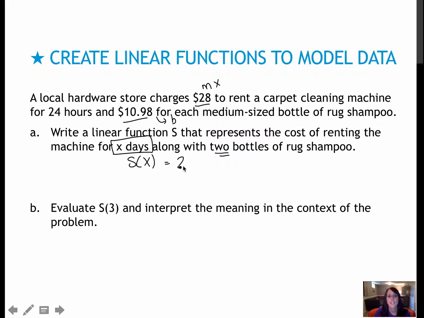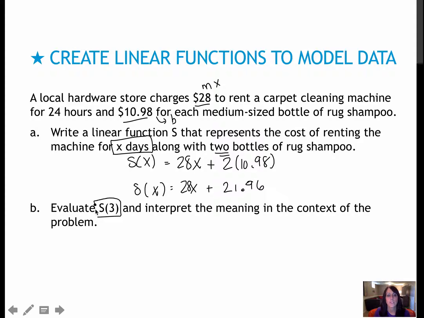So for X days, it would be 28 times X. For 2 bottles of shampoo, it would be 2 times $10.98. So I would write my final answer as 28X plus $21.96. Oh, looks like I forgot my X. So it's 28X plus $21.96.